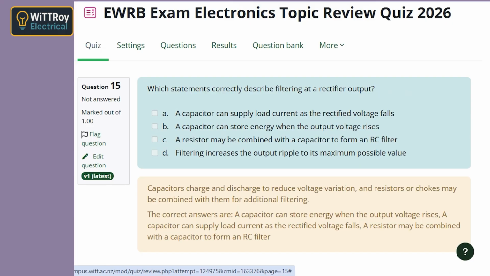Ah, so I should choose: a capacitor can store energy when the output voltage rises. A capacitor can supply load current as the rectified voltage falls. And a resistor may be combined with a capacitor to form an RC filter. Yes, that's it. Capacitors charge and discharge to reduce voltage variation, and resistors or chokes may be combined with them for additional filtering. I see. Filtering stores energy and fills the gaps between pulses, so it reduces ripple.